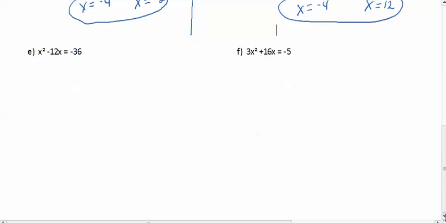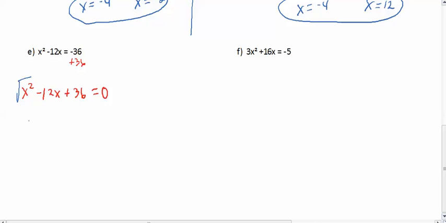Alright, next part. I look at these two problems at the bottom. First one, I can't factor it yet because it's not a trinomial. Let's move this 36 to the other side. So I now got x squared minus 12x plus 36 is equal to 0. Because in order to solve, you need to set it to 0. And so now my trinomial's set to 0. Is there anything to factor out? No. Is it a difference of squares? No.